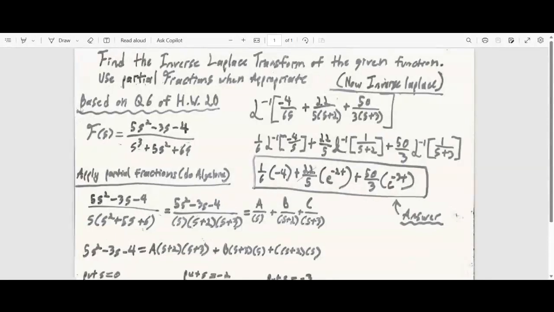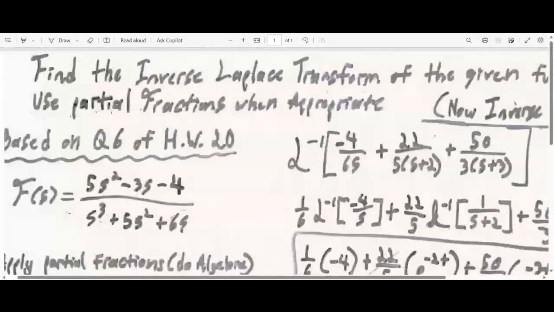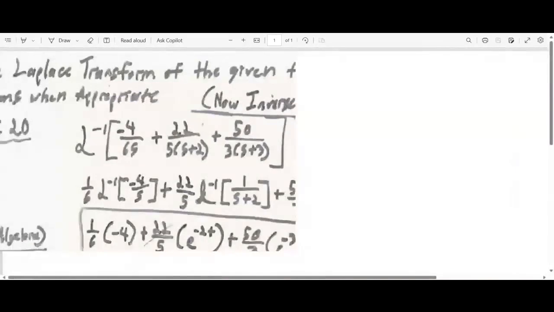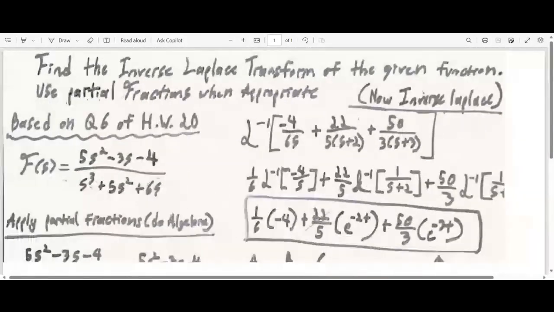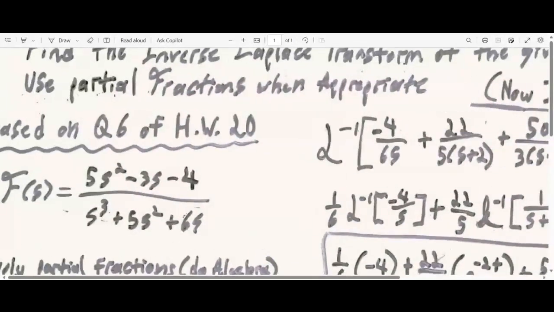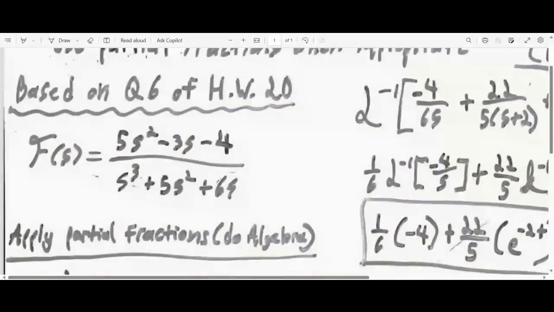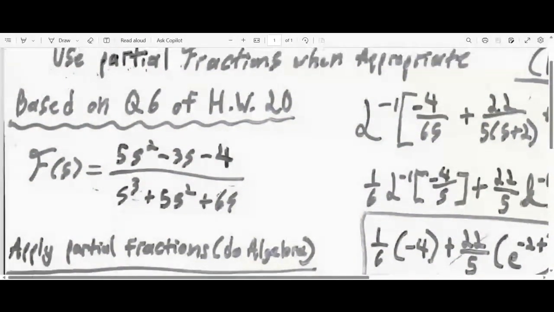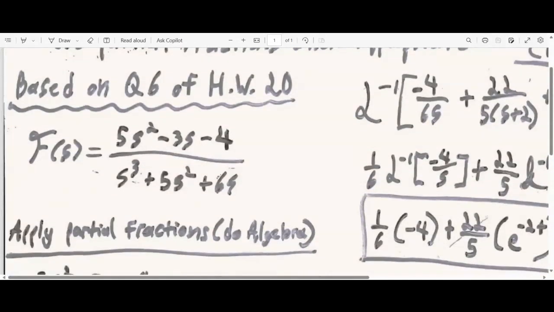Okay, so question 6 is asking us to find the inverse Laplace transform of a given function and to use partial fractions when it's appropriate. For this question, we're given a function in terms of s, so we have F of s. This tells us that we have a Laplace transform of some function f of t. So what we want to do is work backwards to get our f of t, and in doing so, we'll have to use partial fractions.